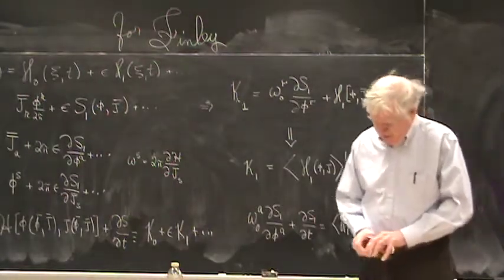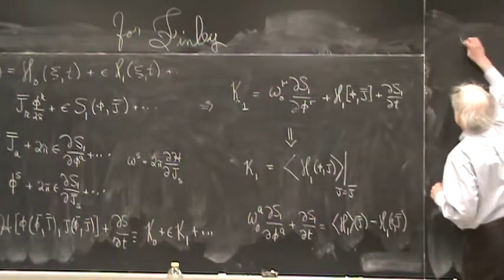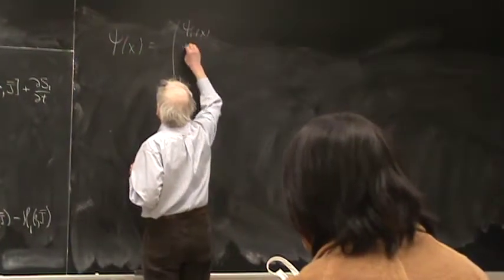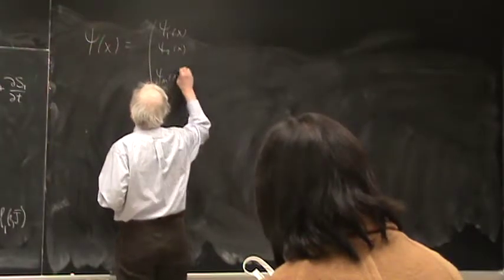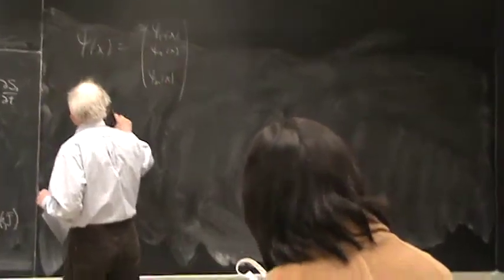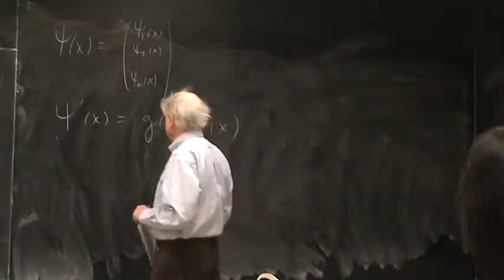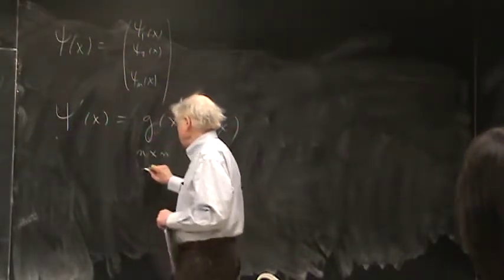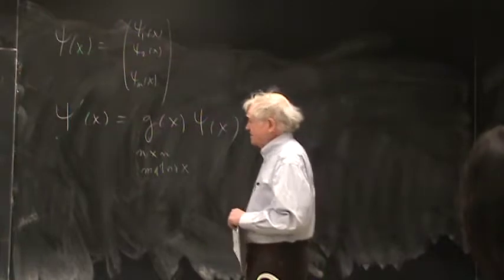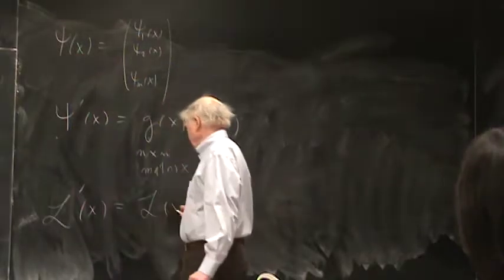Okay, so we were talking about Yang-Mills theory. The basic idea is that we have a vector of matter fields, like this. And we want the action density to be invariant under a transformation like this, where this is an n by n matrix. It depends upon the space-time point. And this is said to be a local symmetry, so we want the Lagrange density L prime of x to equal L of x.